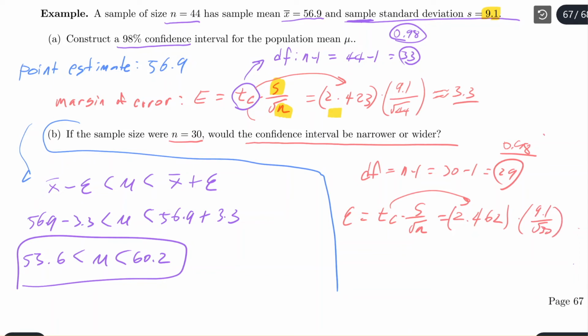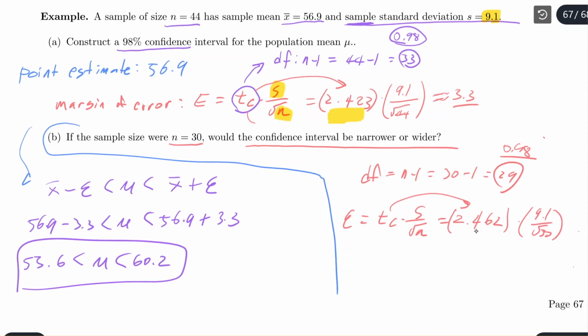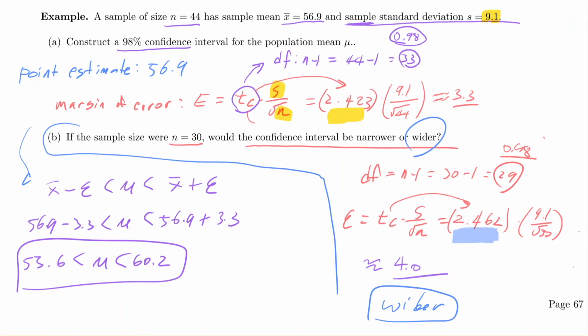Just comparing these two values, the one below, with sample size 30, is bigger, right? That means the margin of error is also bigger. If I calculate this, I get about 4.0. So the margin of error is bigger. That means the confidence interval will also be bigger, or wider. So the answer is wider. And this just highlights that the smaller the sample size we have, the bigger the confidence interval will be.